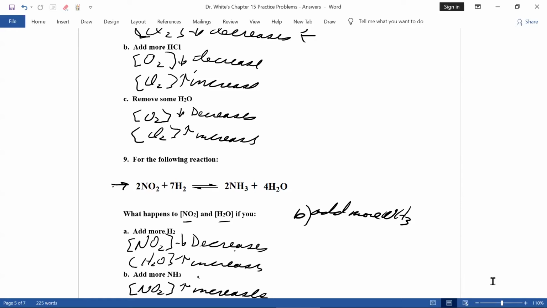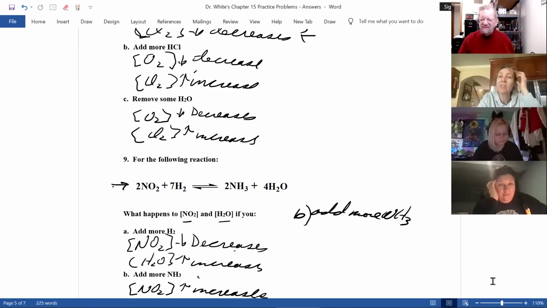Dr. White, I have a quick question. I do slow questions too. This could be it. With the coefficients, when you're asking these questions, like what happens to that NO2 and the H2O if you add more H2, are the coefficients from the original equation gone? Like the 9, the 2, the 7, the 2, the 4. Right. So do we not include the coefficients in our response? Right. What I'm looking for is just a rough approximation. What happens to the concentration?